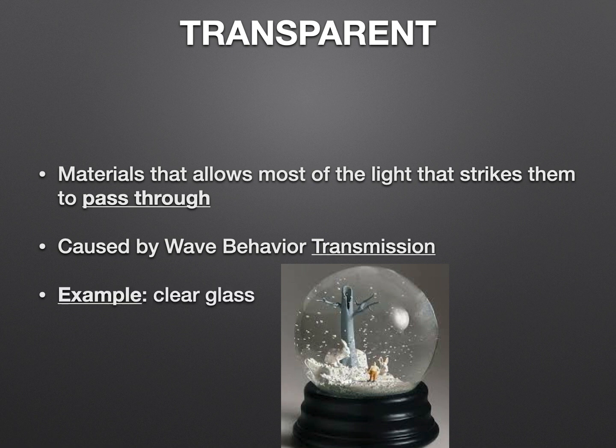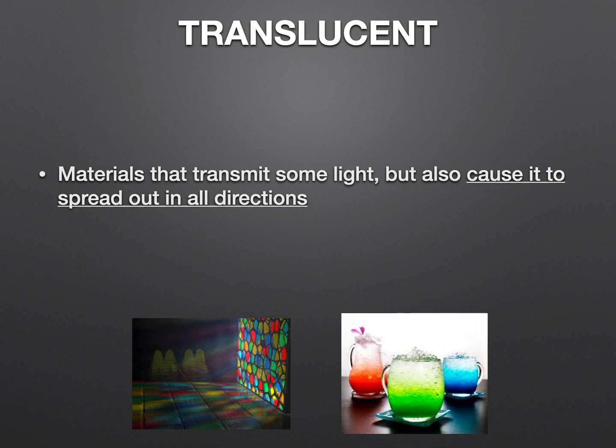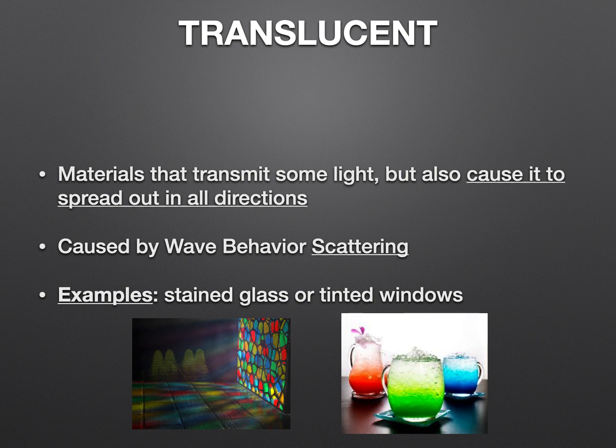An example of this is clear glass, like your glasses, the watch face, any glass cabinet, windows. You see right through them because the waves are coming right through them. Imagine if your glasses were not transparent, you'd have a really hard time seeing. The next type of material is called translucent. Materials that are translucent transmit some light, but also cause it to spread in all directions. This is caused by the wave behavior scattering. Examples of this would be a stained glass window or tinted windows. Sunglasses also have translucency to them.